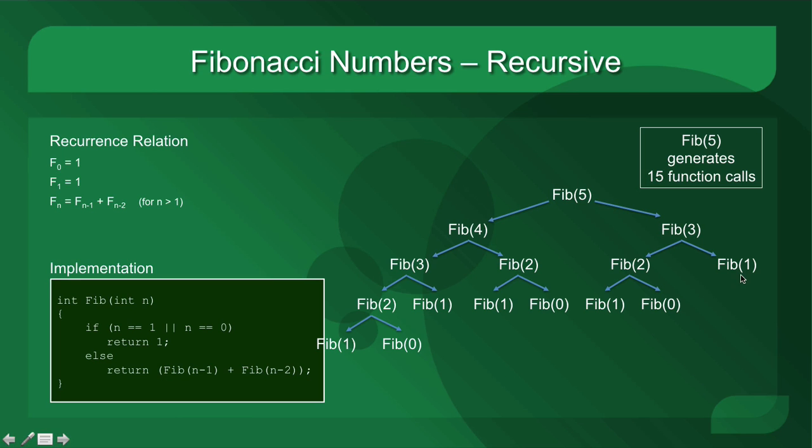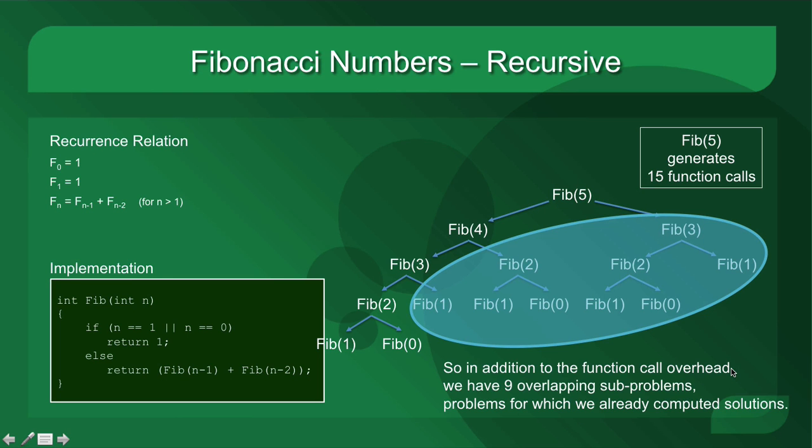So not only do we have the excessive function call overhead, but a much bigger problem here is this. All of these subproblems have already been solved. When we get to this point and we need to compute the Fibonacci of 3, well, we've already computed that here. So why would, when we're recursing back, do that again? It turns out 9 of these subproblems are a waste. To get the Fibonacci number 5, we only actually needed to compute 6 unique subproblems. So obviously this is the real killer with a lot of recursive solutions.